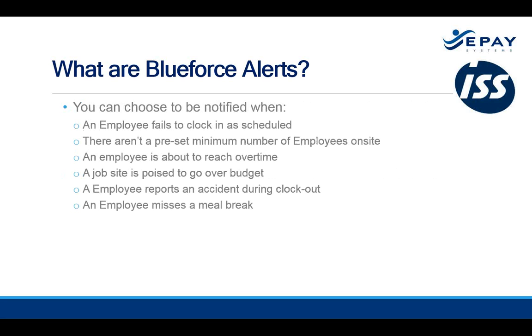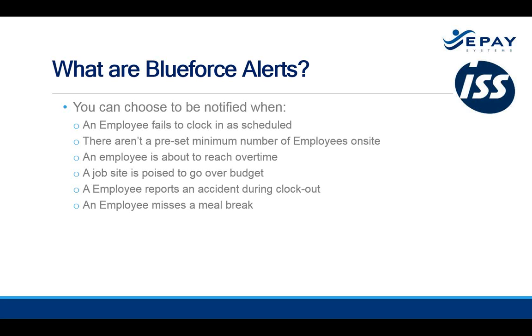So one of the things with the alerts is you can choose when to be notified in some of these examples. Like I mentioned, if an employee fails to clock in as scheduled, you can always have the system alert you. If someone does not punch in, you'll get a text message or an email letting you know that X employee didn't punch in within a given range of time. There's also a preset minimum number of employees on site. For example, if you tell the system we need 5 employees to be there at 5 o'clock, and 5 o'clock comes around and you don't have those 5 employees, the system will alert you.